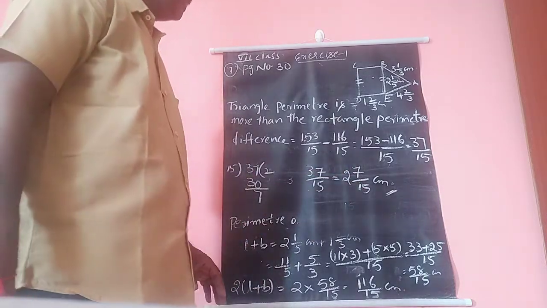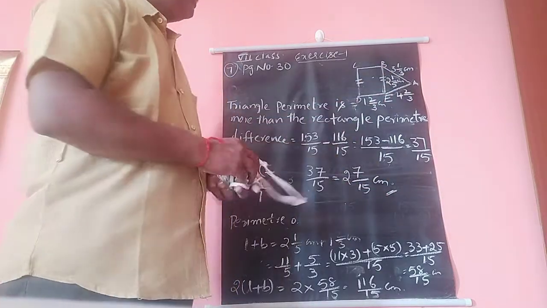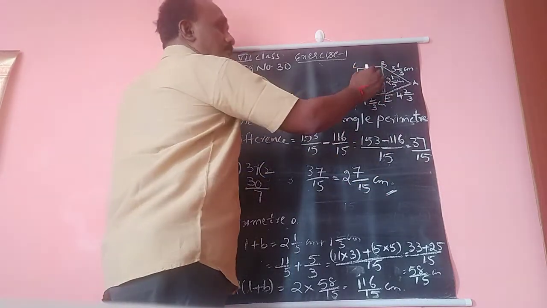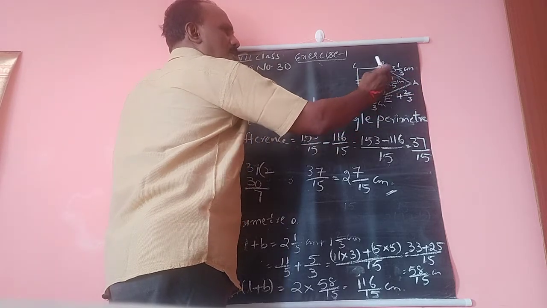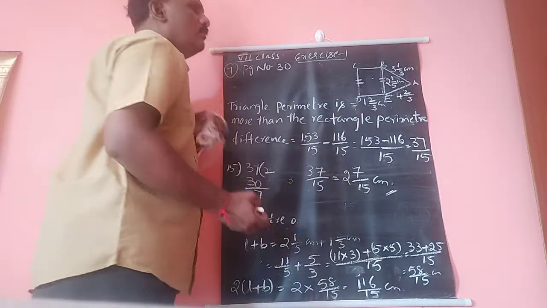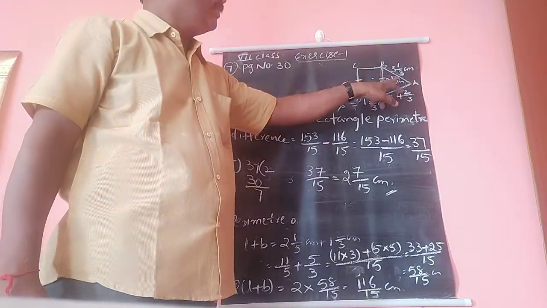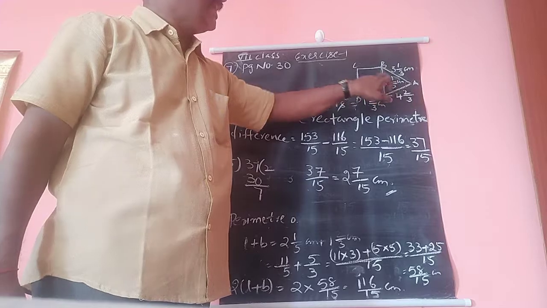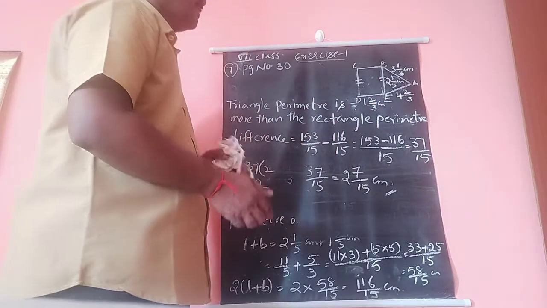Now children, look here. This is the problem. Once again I will explain that one. There is one rectangle and another triangle. The triangle is overlapping the rectangle. They are given the measurements. What do we have to find out here? We want to find out the perimeter of both the triangle and the rectangle, and also whose perimeter is more.